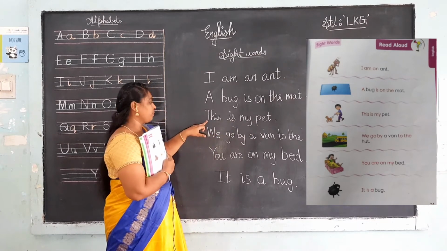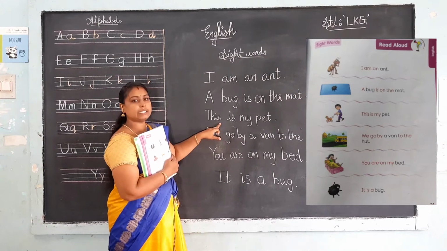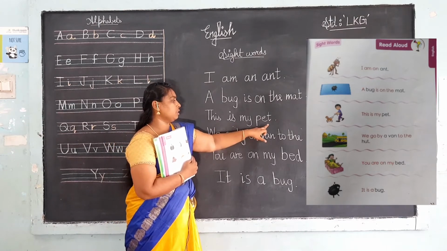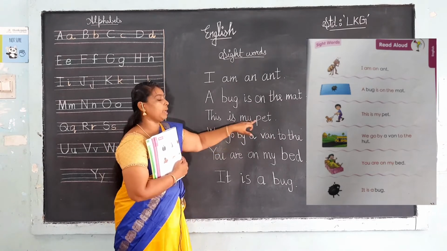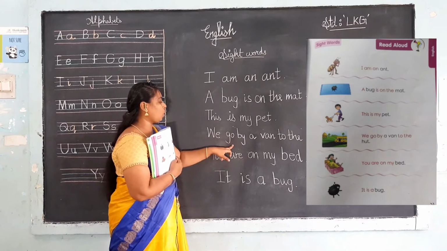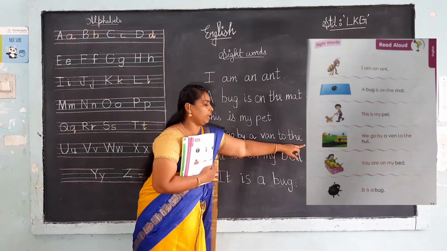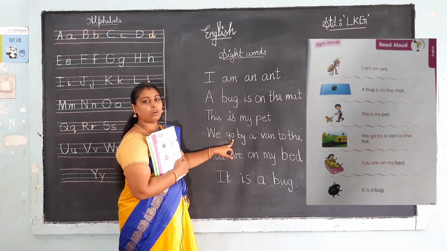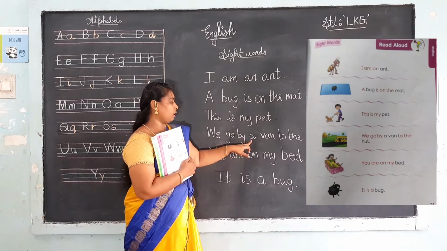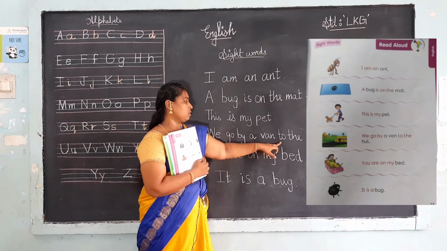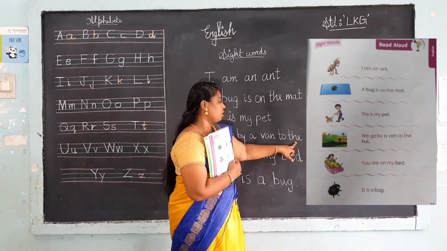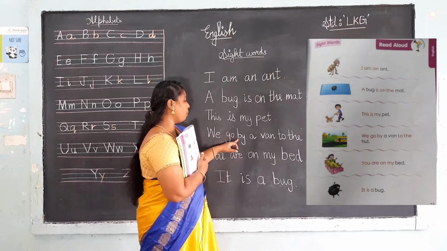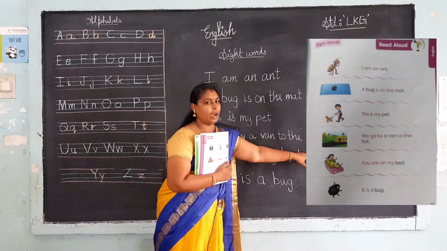Pet. This is my pet. Next one. We go by a van to the hut. Van. Hut. We go by a van to the hut.